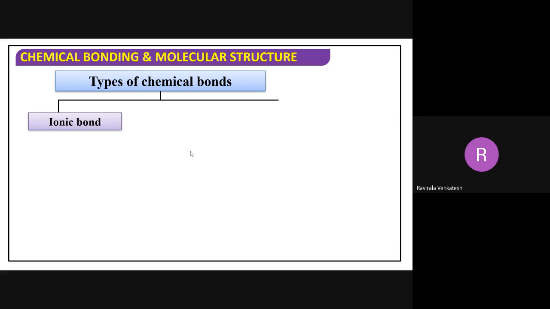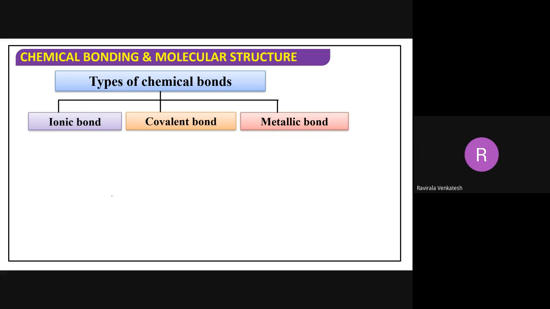How many types of chemical bonds are there? Very important. The first one is the ionic bond, the second is the covalent bond, and the third is the metallic bond. Metallic bond generally forms between metal and metal. Covalent bond generally forms between more electronegative elements, meaning the electronegativity difference between the two atoms is very small. Where the electronegativity difference is maximum, we get the ionic bond.